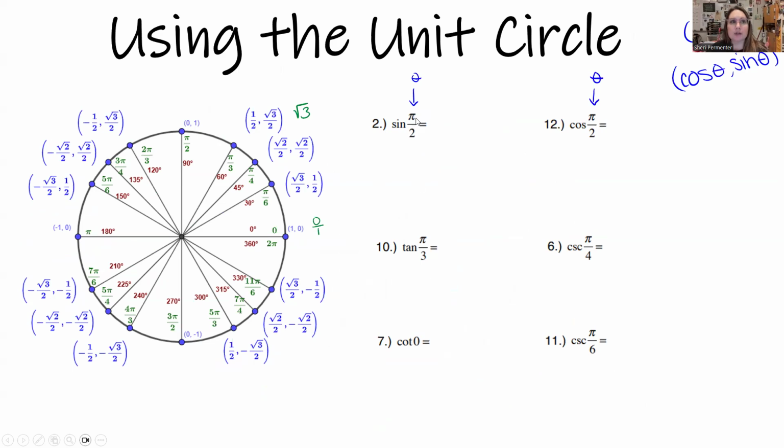So go find pi over 2, which is the same as 90 degrees. Pi over 2 is straight up. And what is the sine value? 1. Yeah, hold on. I'm just looking for my mouse. My mouse disappeared. Yes, the answer is 1.